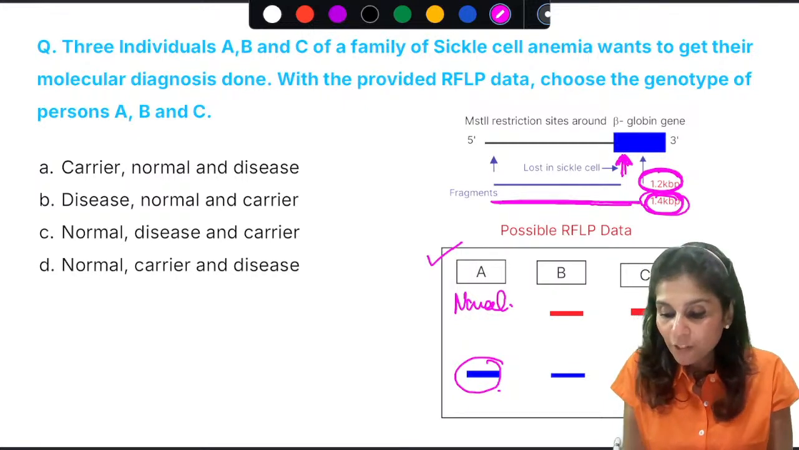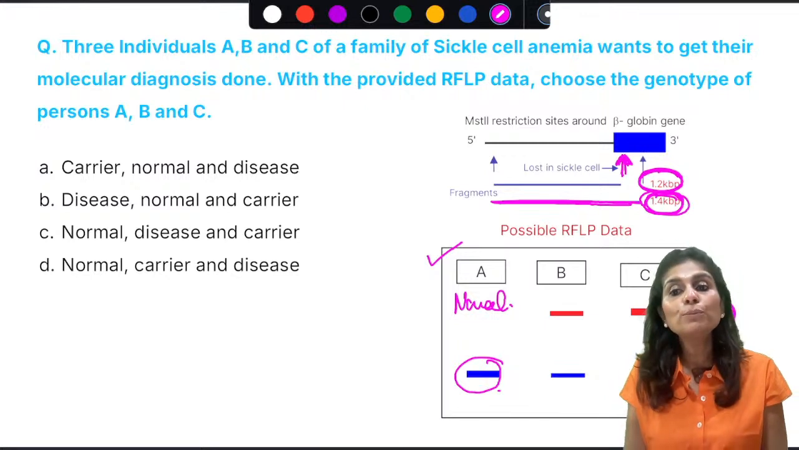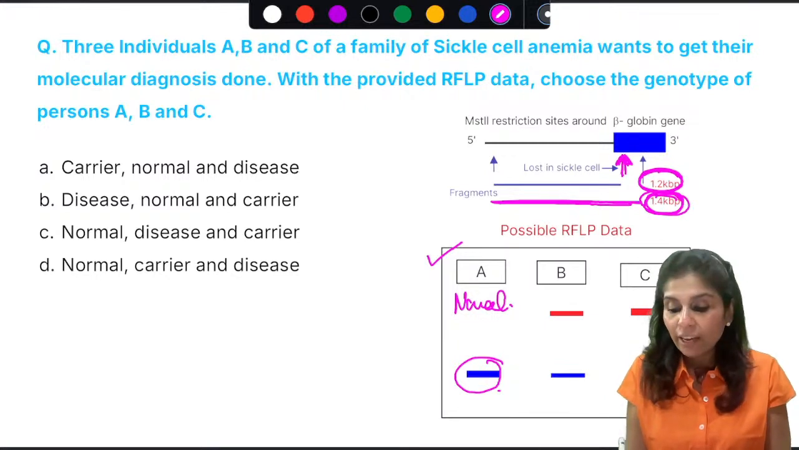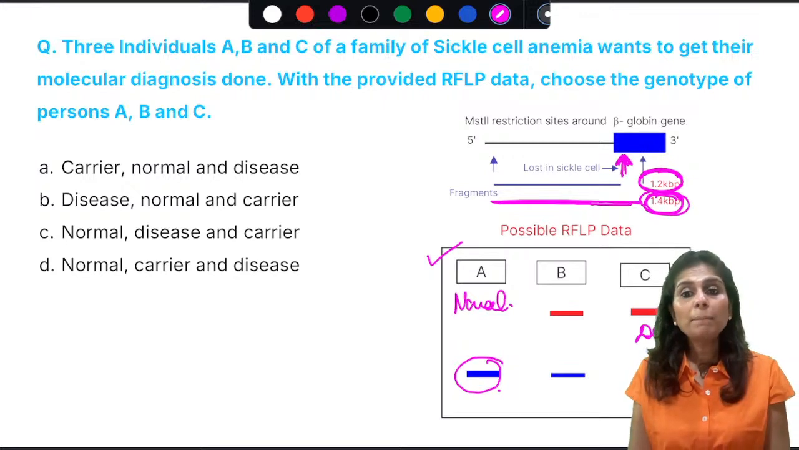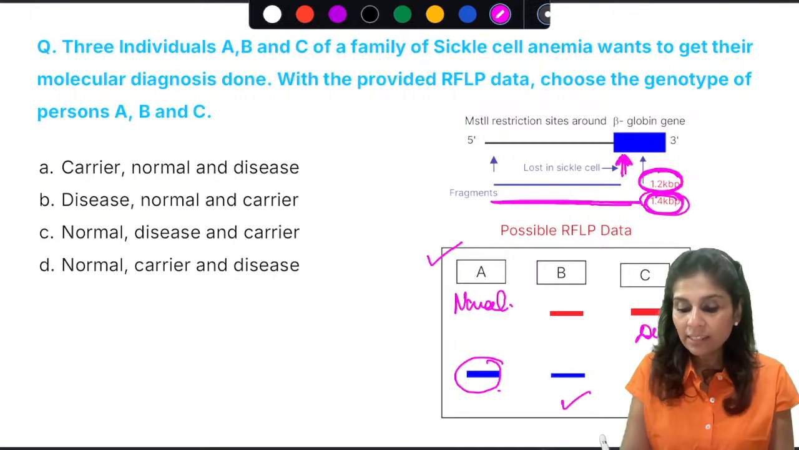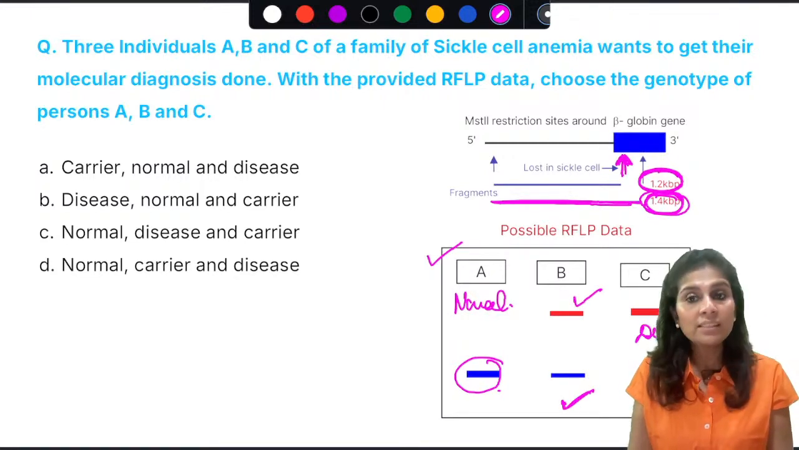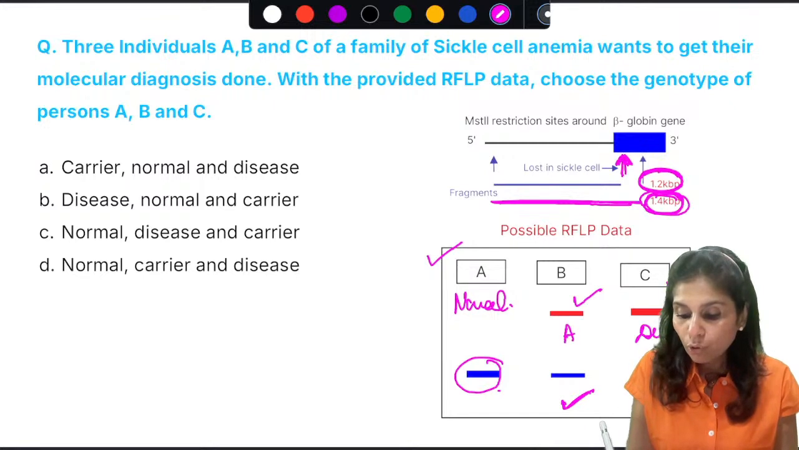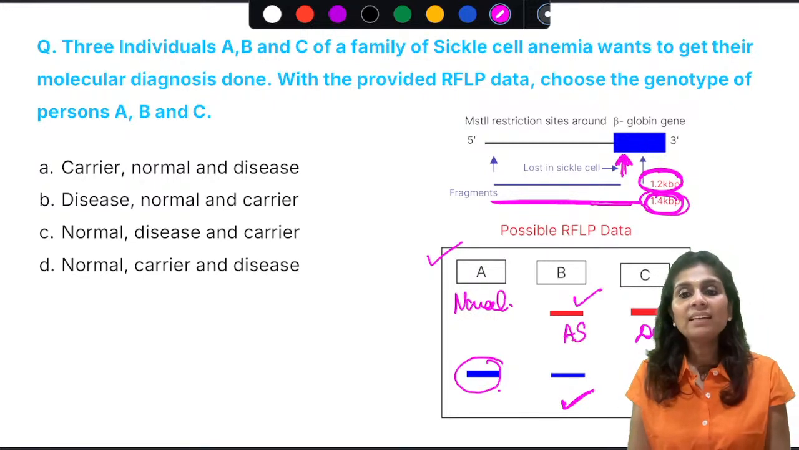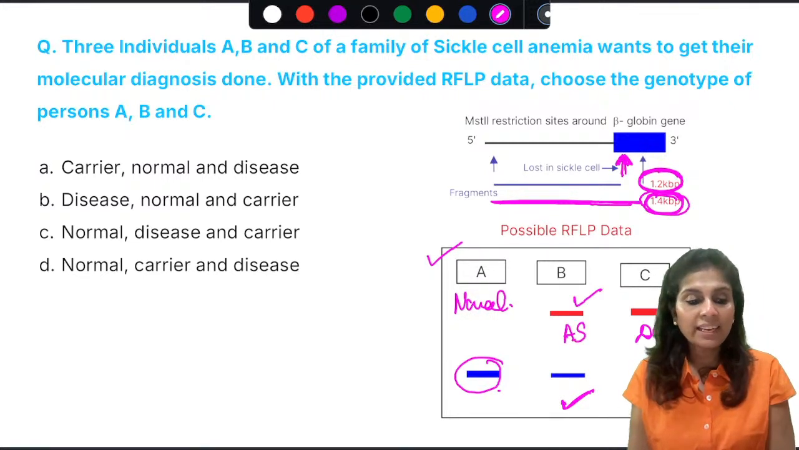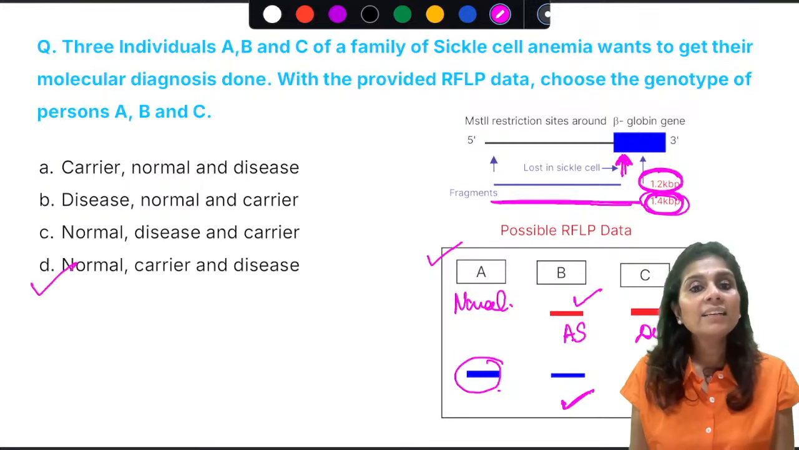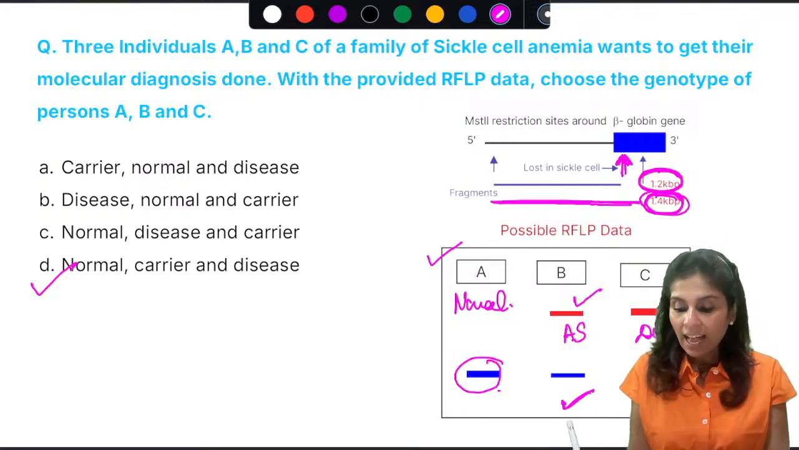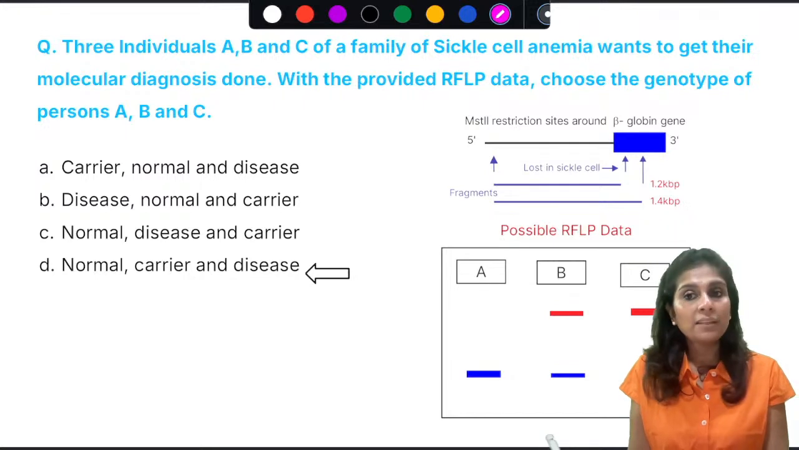Okay. So this length is 1.4, which means it is uncut. If it is uncut, it is diseased. Person B, one is cut, the other one is uncut, right? One is cut, the other one is uncut. So this is heterozygous. So person A is normal, person B is a carrier, person C is diseased. Normal, carrier, and disease. Answer is choice D.